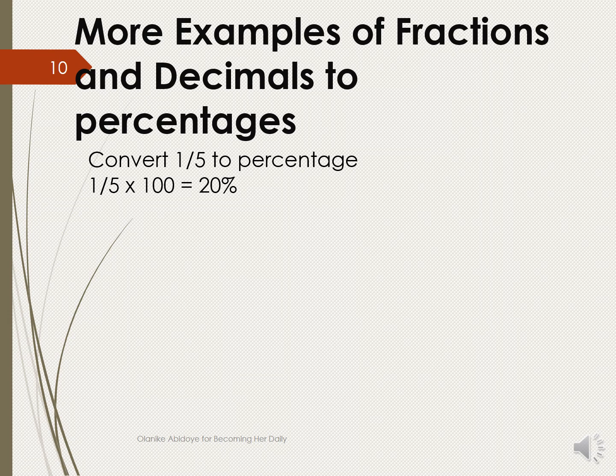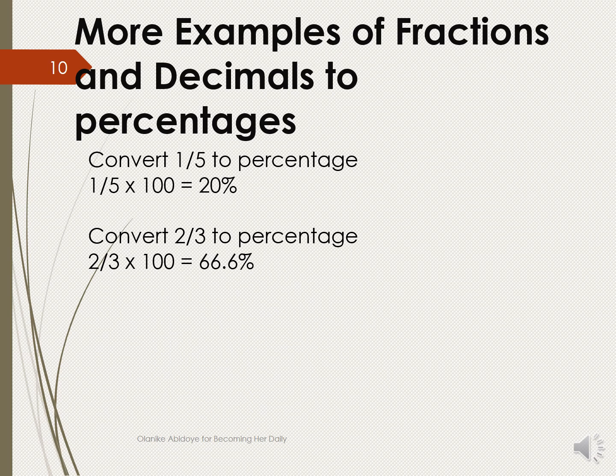The first one, convert 1 over 5 to percentage. That's 1 over 5 times 100. When you convert to percentage, you multiply by 100. How many 5 in 100? That's 20. So 1 times 20 will be 20%.